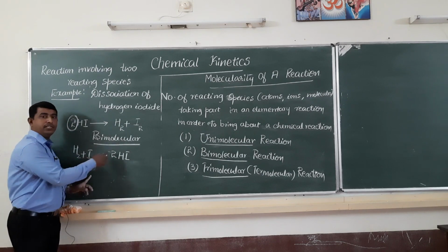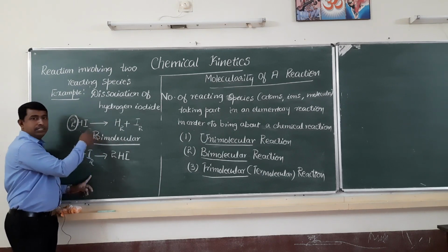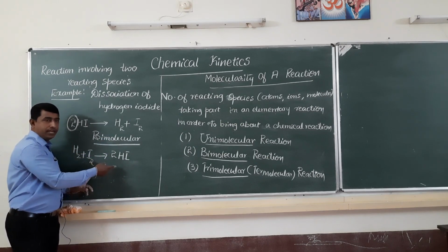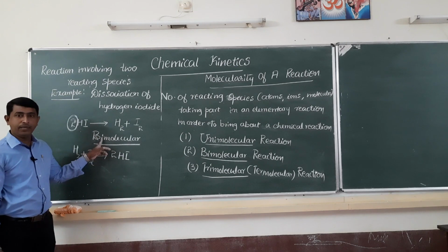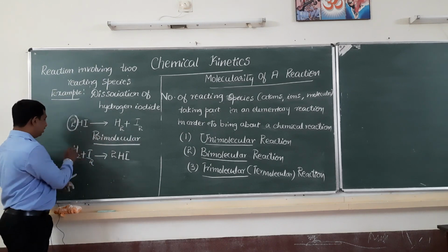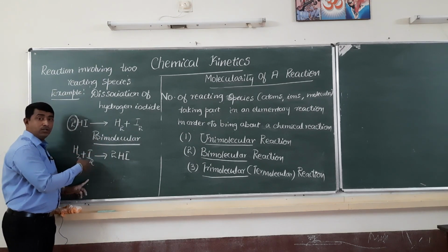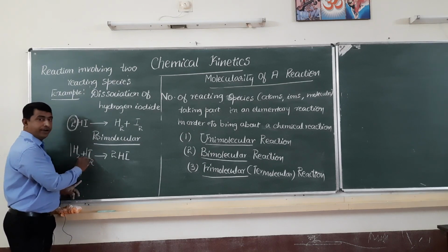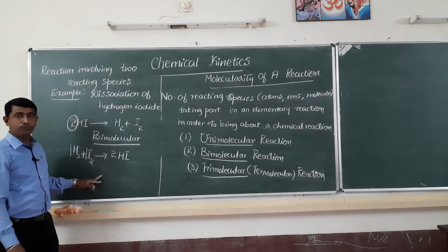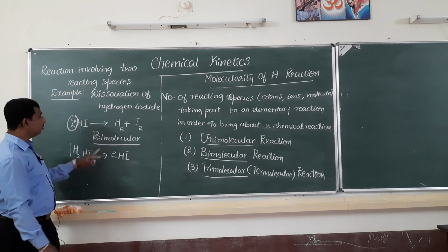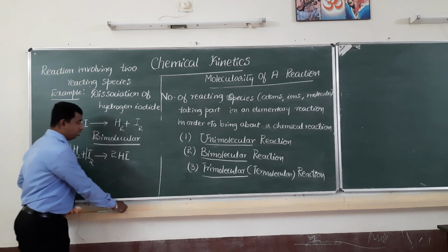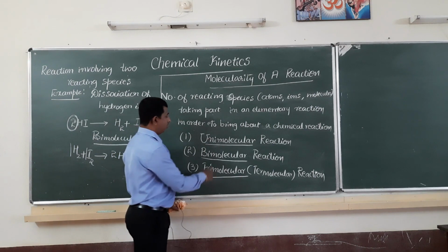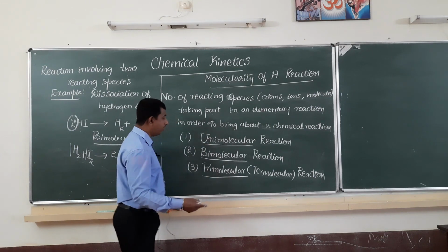This is formation of hydrogen iodide. What is this? This is dissociation of hydrogen iodide. This one is formation of hydrogen iodide. It is also an example for bimolecular reaction, because there are totally two reactant molecules in the given reaction. One molecule of hydrogen, one molecule of iodine, 1 plus 1 is equal to 2. So it is the bimolecular reaction. Okay, uni means containing only one reactant molecule, bi means containing two reactant molecules.